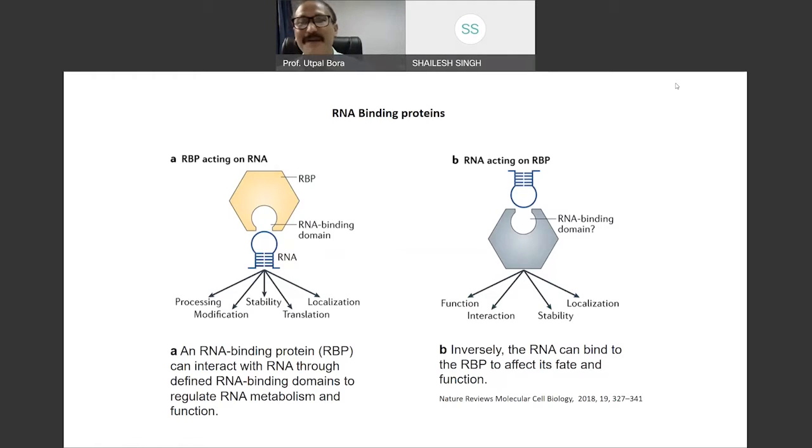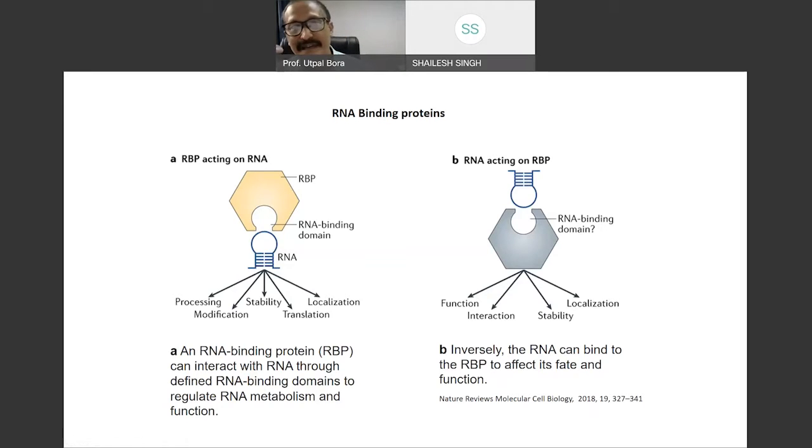Okay. Now, what will happen when proteins and RNA interact with one another? So this may happen in two ways. An RNA binding protein will act on an RNA molecule. So this is the first case. A, you can see this yellow structure representing the RNA binding protein, and you can see the small hairpin in blue, which is a small RNA molecule.